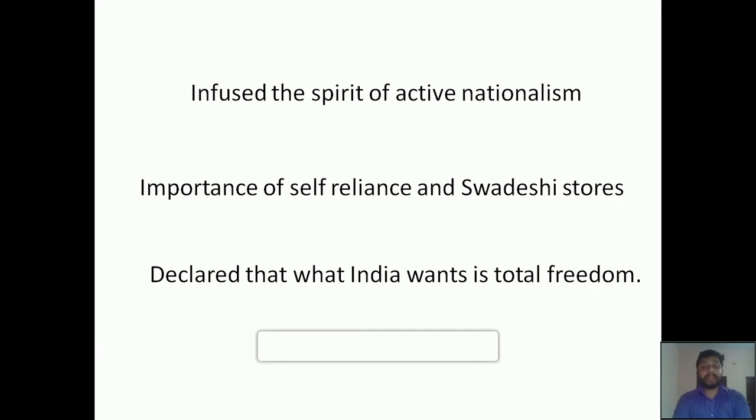They declared that India wants only one thing. Ultimately, India wants only one thing. The first and last demand of India is total freedom. So it was declared for the first time by assertive nationalists that India's interest lies only in total freedom, not in a government which can function under the British.